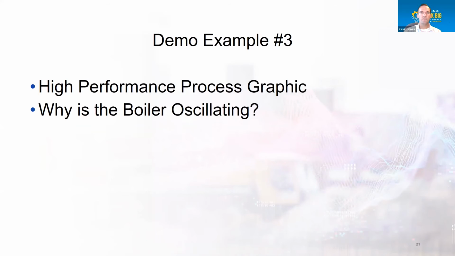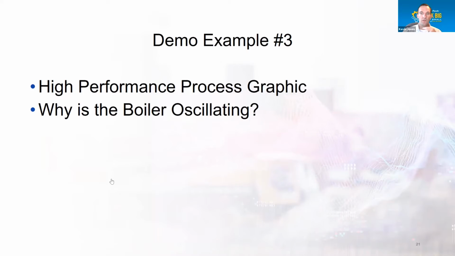So the first example that we're going to highlight in this idea uses our high performance process graphic. So that's a graphic that has all of the information related to a unit operation. And many times the high performance process graphic is the equivalent of many different HMI screens. So it's at a higher level than HMI. In this case, the question that we're trying to answer is, why is the boiler oscillating? So we were told there was an issue with oscillation on the steam output of a boiler. So we're trying to figure out, well, why did that happen?